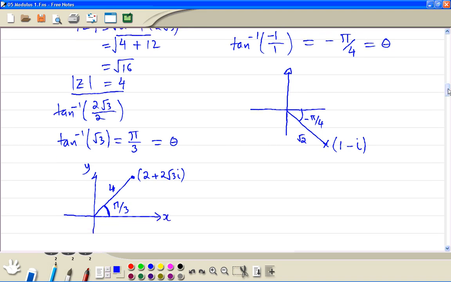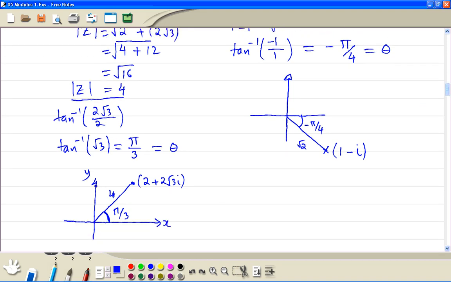So if your angle is in this quarter of the diagram, called the first quadrant, there's no problem. Or if the angle is in this one, called the fourth quadrant, then there's no problem.